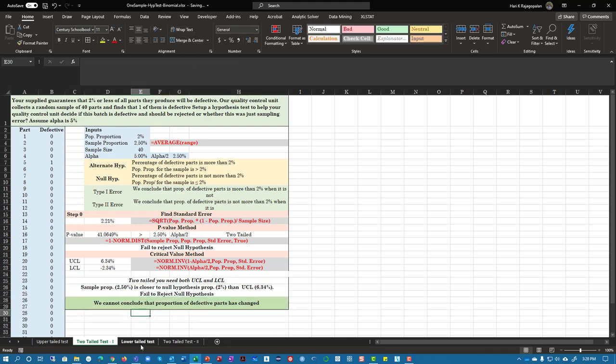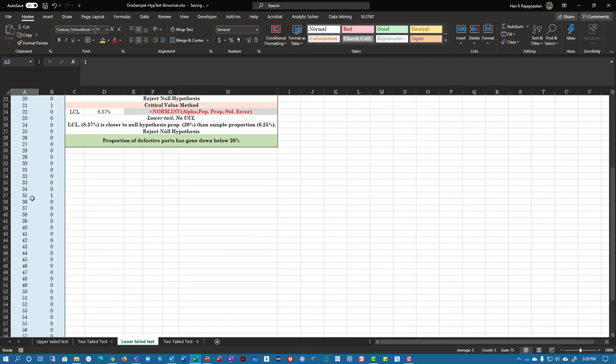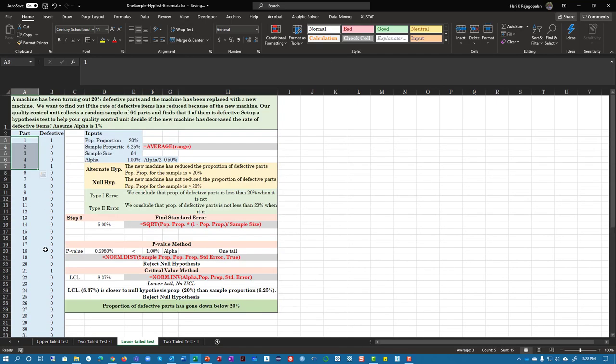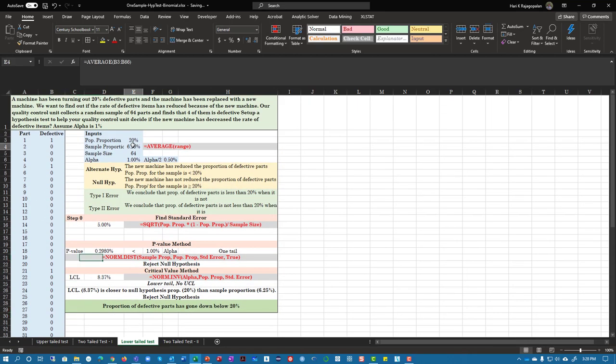Now for the lower tail tests, we have a sample size of 64 instead of 60. And then we have 4 defective items. As you can see here, 4 defective items. And therefore your sample proportion is 6.25%. Very similar. Since this is a one-tailed test, we are going to use alpha.